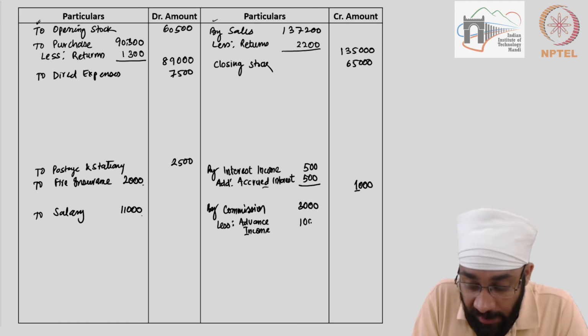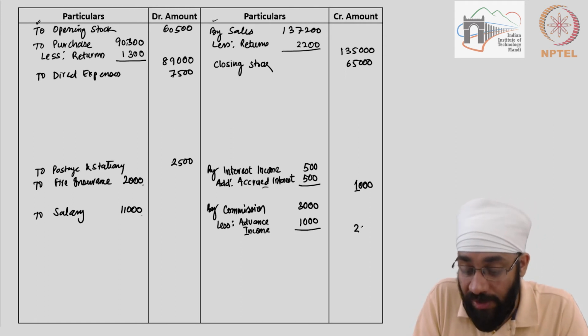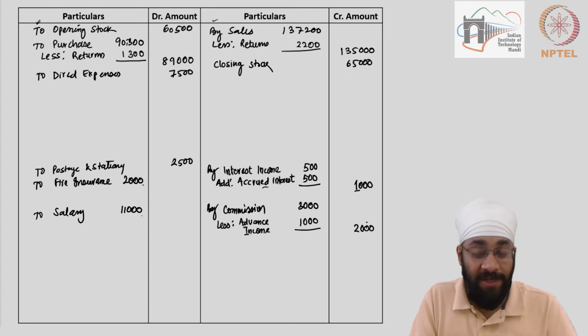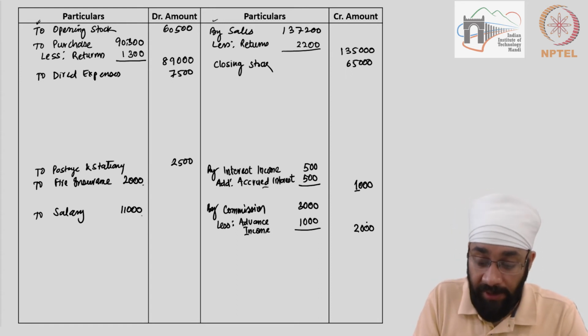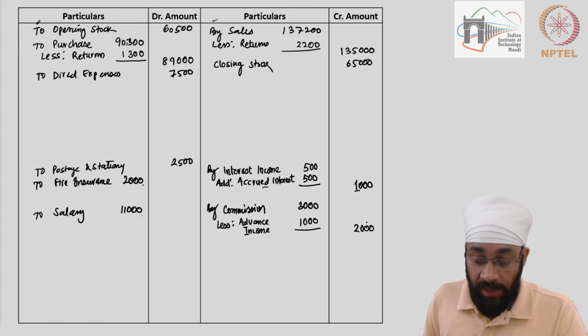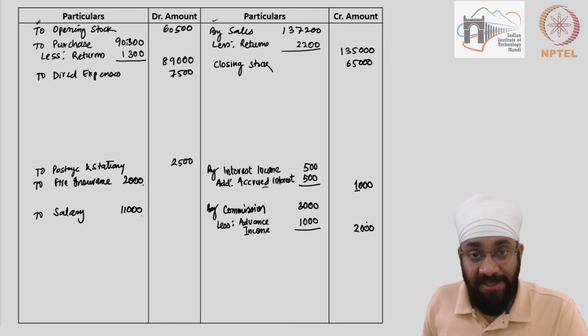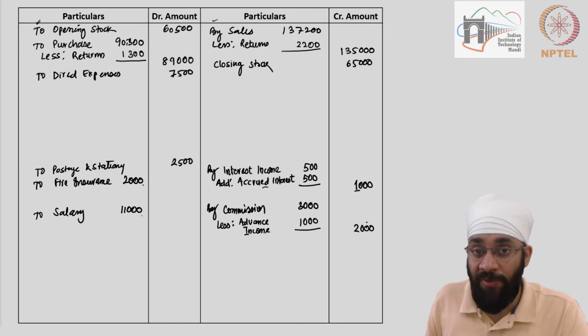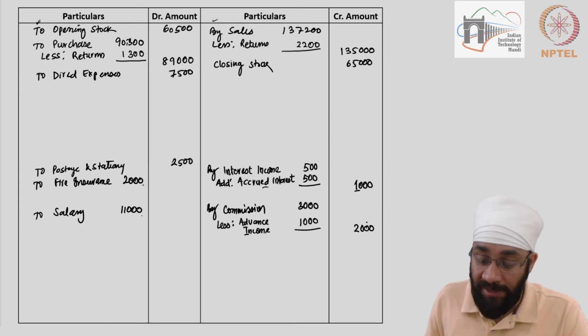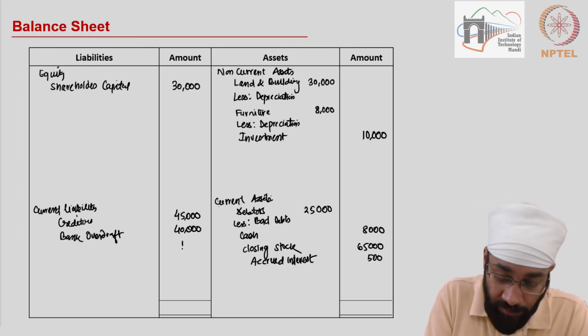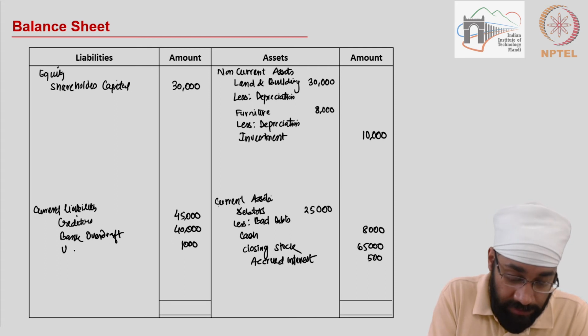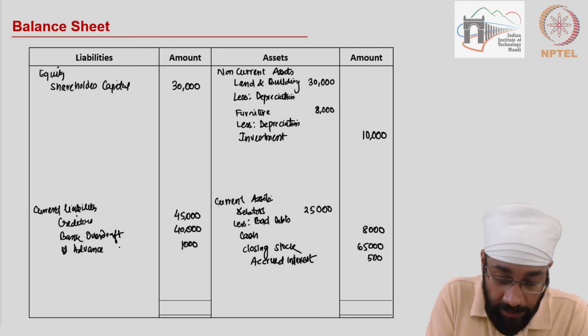If you have not earned this 1000, you can't show this 1000 as your income as per the matching principle, and hence we are deducting this from the commission. You have received this 1000, you have not earned it, you have to provide services for this. This is a current liability for you. So 1000 is advance, let me write, advance income or advance commission.